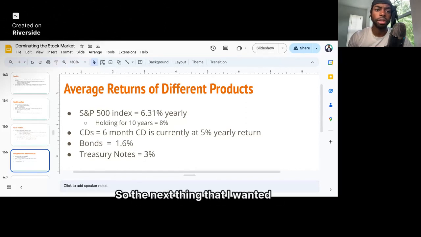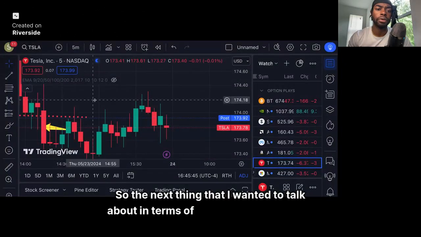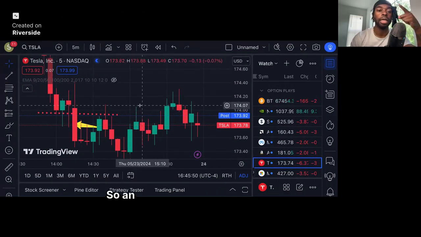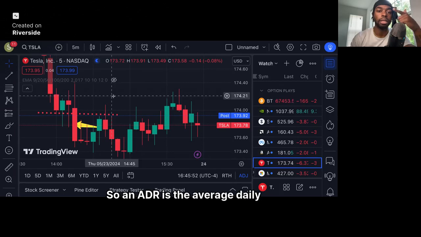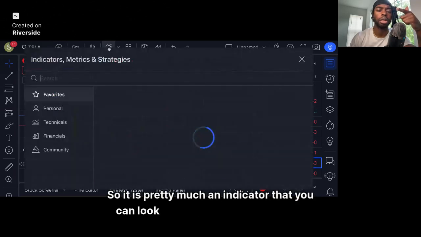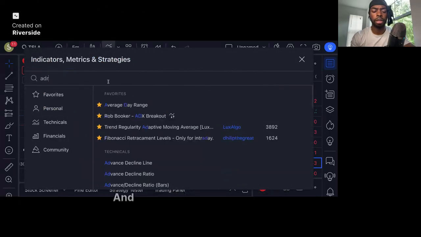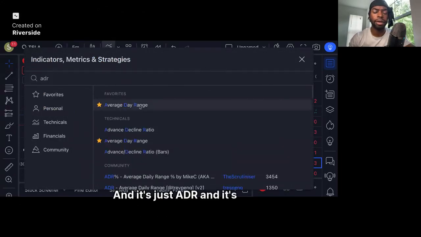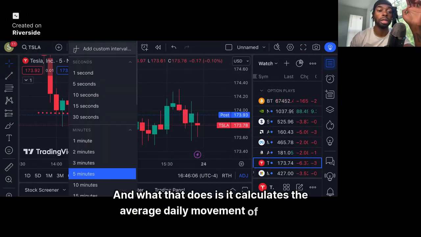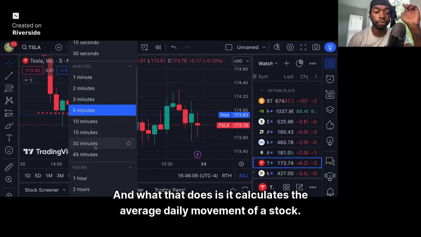So the next thing that I wanted to talk about in terms of volatility is an ADR and an ATR. An ADR is the average daily range of a stock. It is pretty much an indicator that you can look up on your trading platform, and it's just ADR, average daily range. What that does is it calculates the average daily movement of a stock.